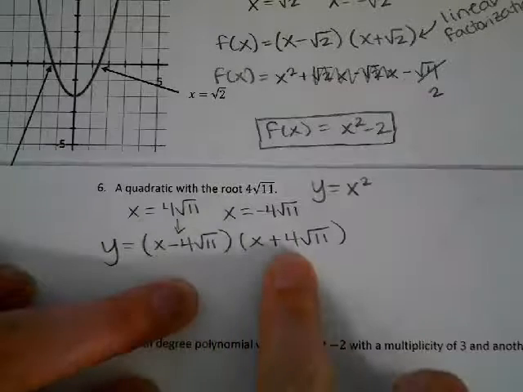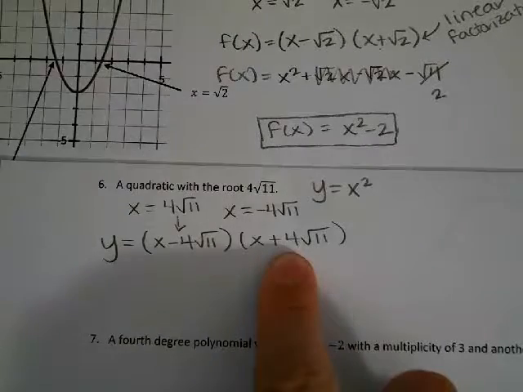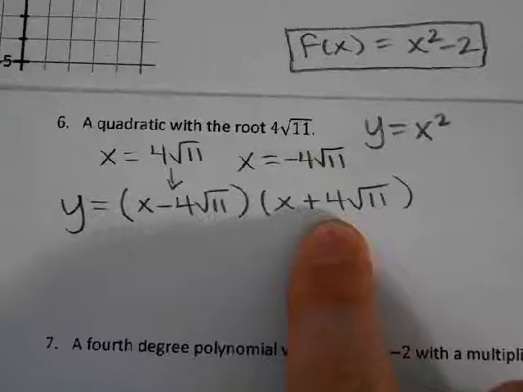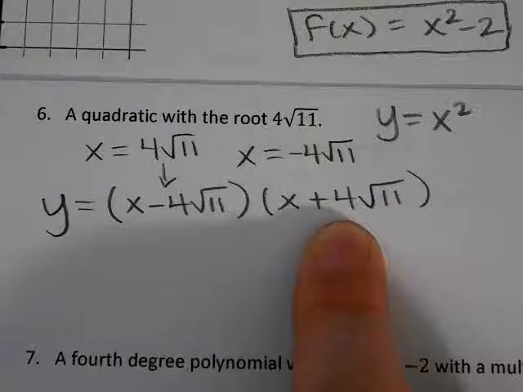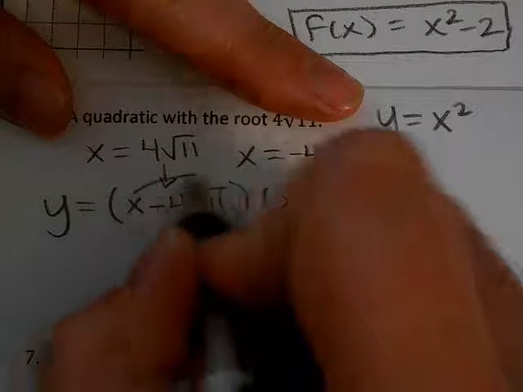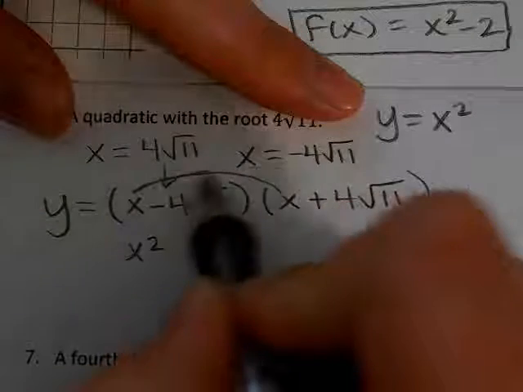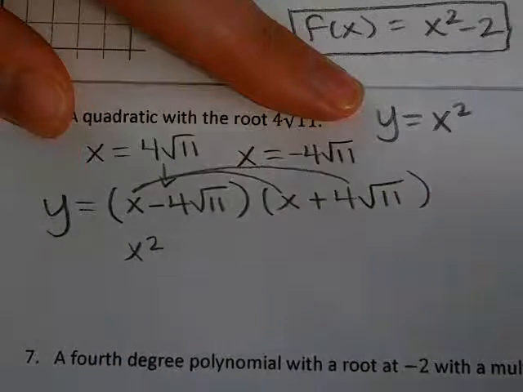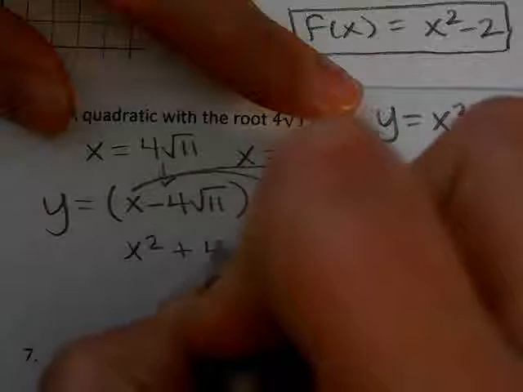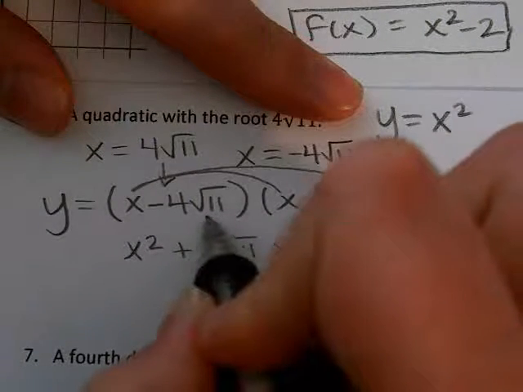Good so far? Okay. And then at this stage, I should be FOILing things, and it's going to look a little bit messy, and then everything is going to clean up really nicely, because that's how it always works. So when I start to FOIL, I have x multiplied by x gives me x squared. And I have x multiplied by 4 square root 11. And we always put the numbers in front of the variable, so that would just be 4 square root 11x. And then we have negative 4 square root 11 times x, which is negative 4 square root 11x.